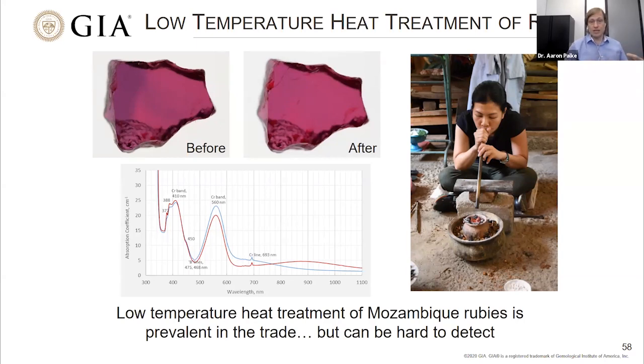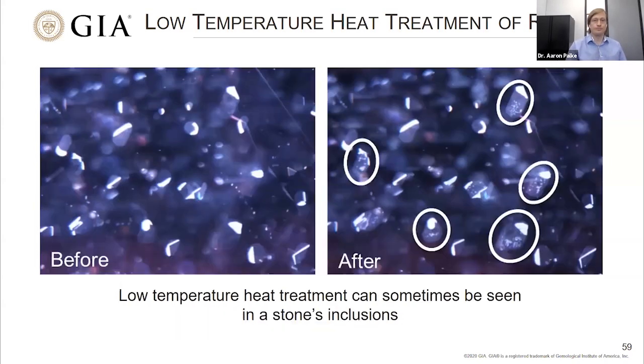As Mozambican rubies have come to be a major player in the ruby trade in the last decade, people also realized that they could start heat treating these at low temperatures in order to improve the color, to remove a little bit of a bluish purplish component from some of these stones and give a better, brighter red color.